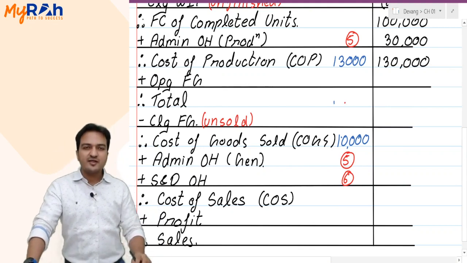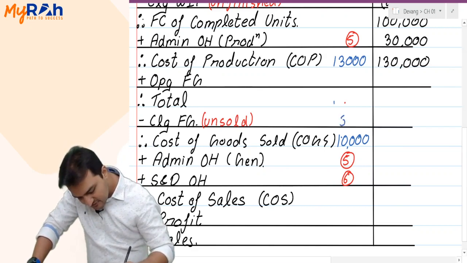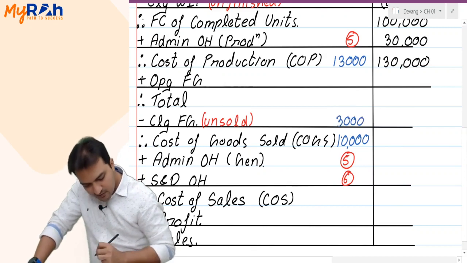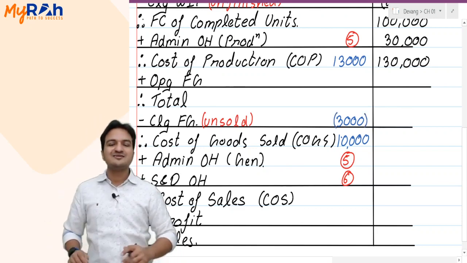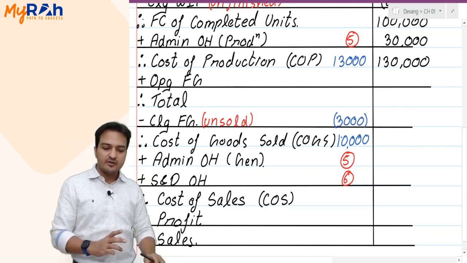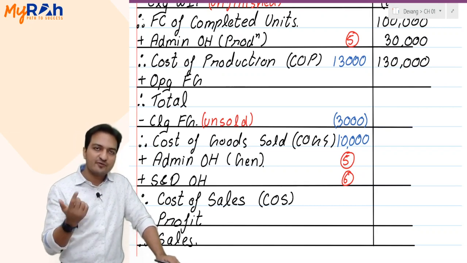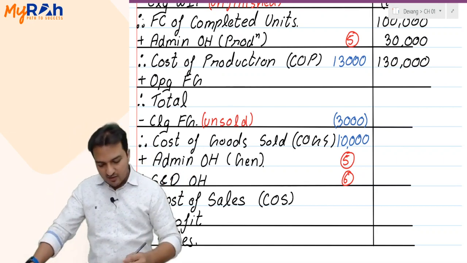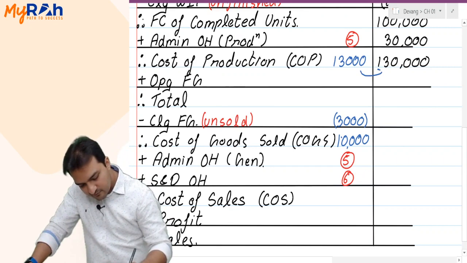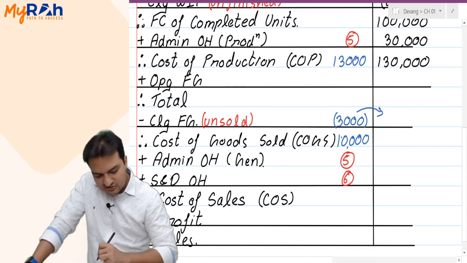I say that out of 13,000 units that I produced, 3,000 units were not sold. Out of 13,000 units that I produced, 3,000 units remained unsold. So the remaining 10,000 units are the units that I have sold. So this 3,000 which was unsold, I have removed from the units column, but I also need to remove the cost from that column. So tell me, if 13,000 units is costing 1,30,000 rupees, then proportionately what should be the cost of these 3,000 units?